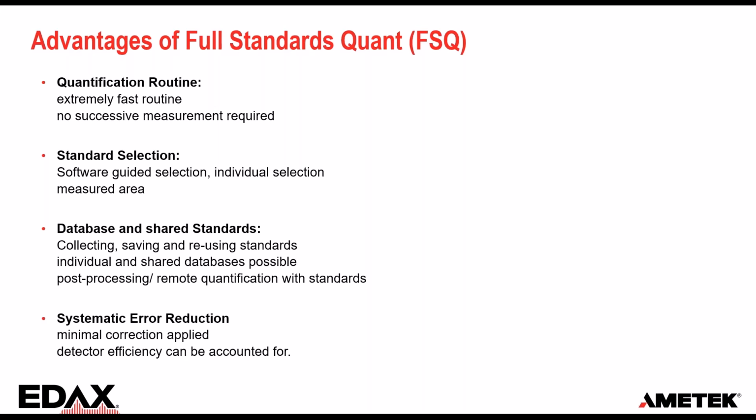An experienced user, for example, can create standards and save them, create a database, and then the less experienced users could load them and do quantifications with them. So you also separate the actual process of saving a standard from using a standard. And as the model chooses the standard according to the matrix correction applied, to some extent the systematic error can be reduced. And if you have measured the standards on your system to create a database, you can also account for the detector efficiency.